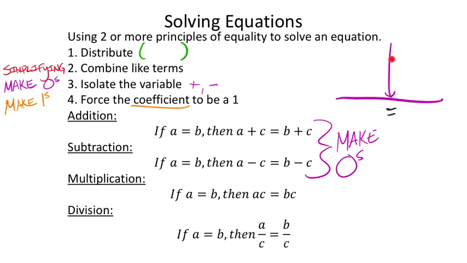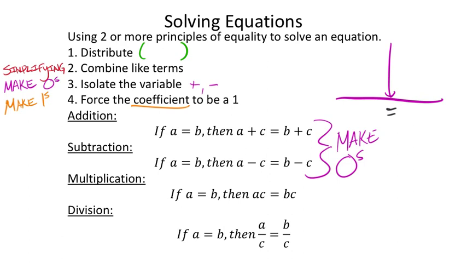Because now I'm looking at this line, which represents the equal sign. If I do something on this side of the line, on the left, I've got to do the same thing on the right. Which is true if I do something on the right, I've got to do the same thing on the left as well. So we'll use addition and subtraction on both sides to make zeros.